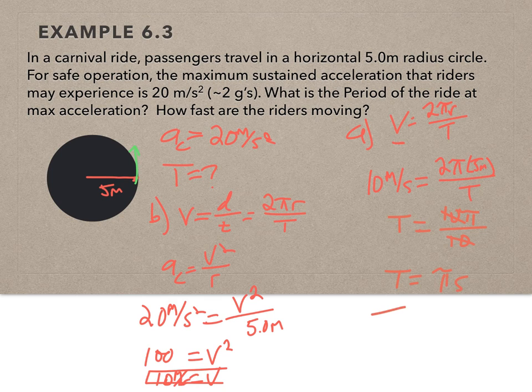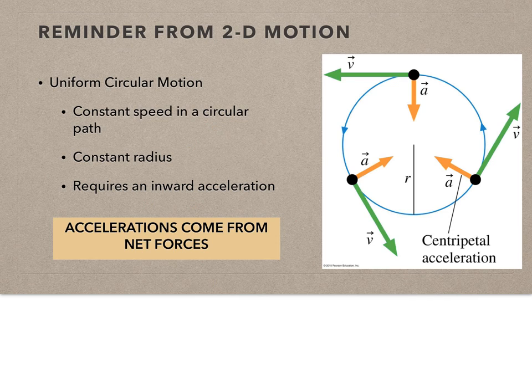So period is 3.14 seconds. Sometimes it's easier just to leave it with pi's and not deal with stuff like that. And sometimes it works out and sometimes it does not. Alright, so I found the period of the ride, and I found its speed. Next, we have to tie in Newton's second law.